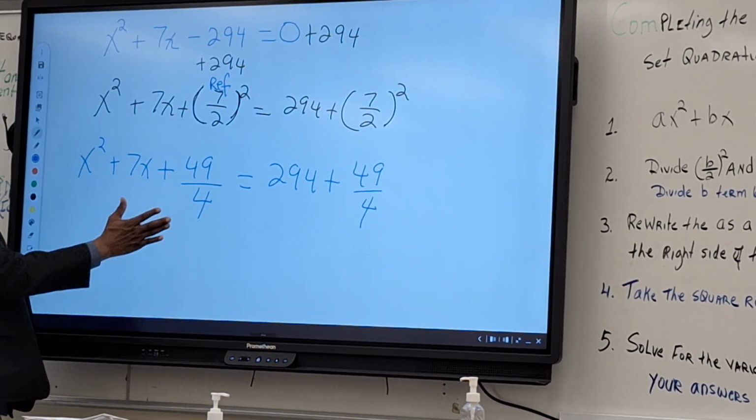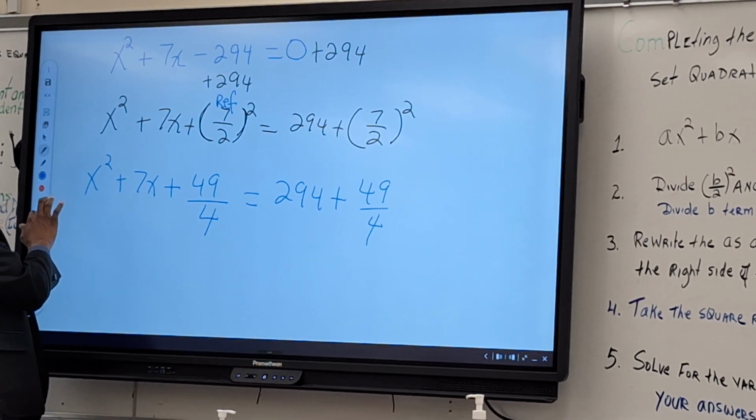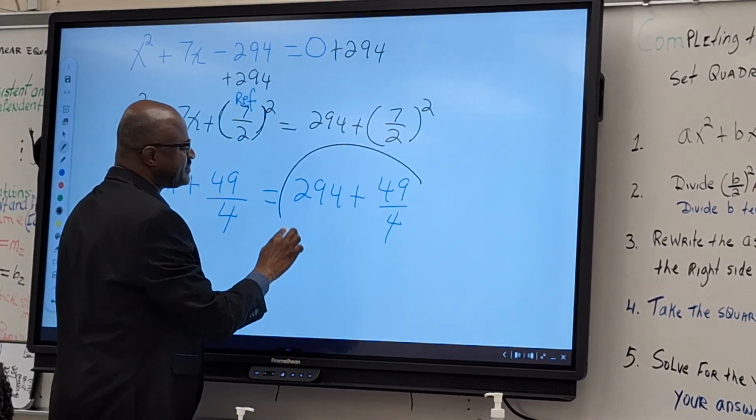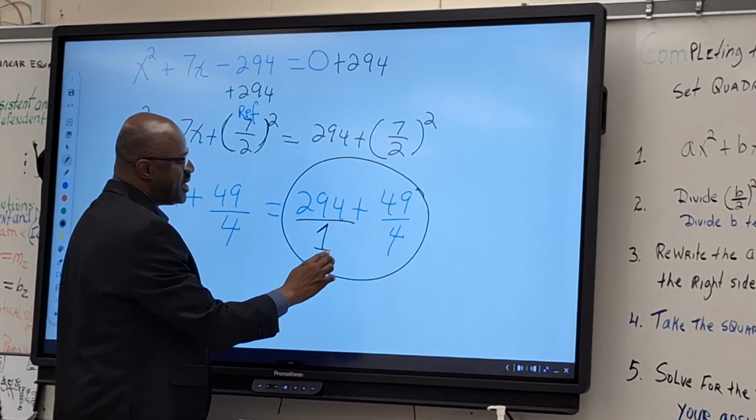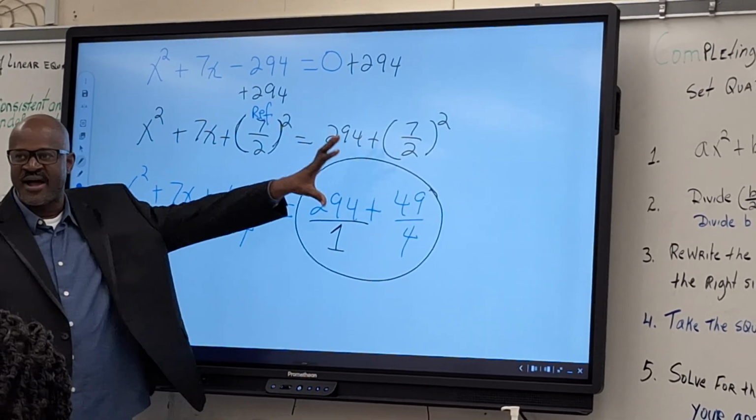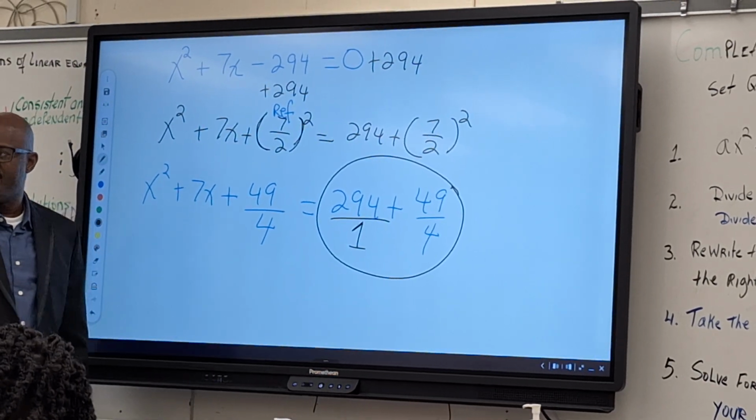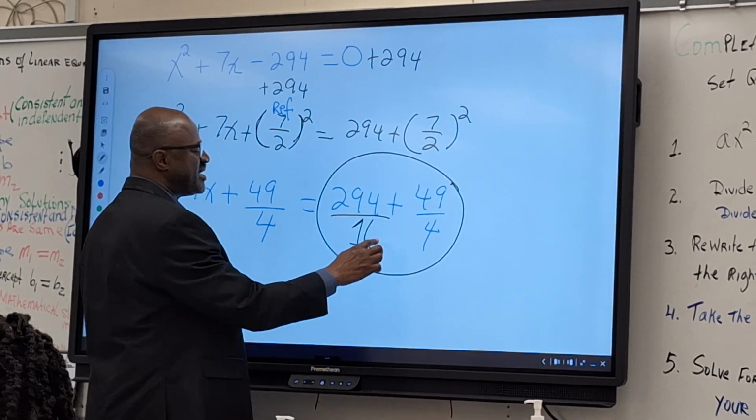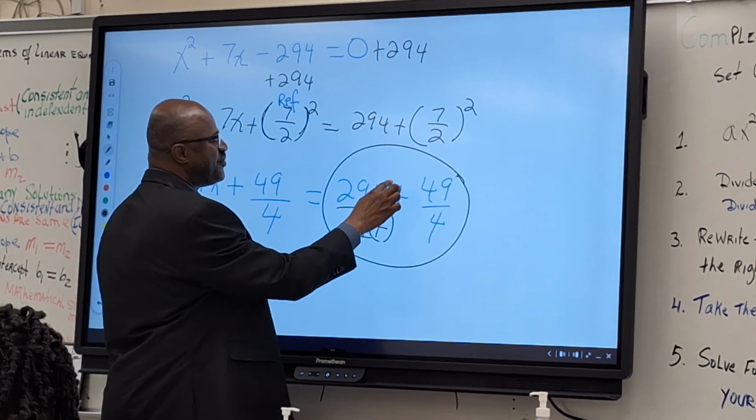Right? This is a perfect square trinomial. This is where the problem is going to start. We have to simplify that. Just put this over 1. We have to combine that into a single fraction. What is our common denominator? 4. So therefore we multiply this by what? By 4, and we multiply this by 4.